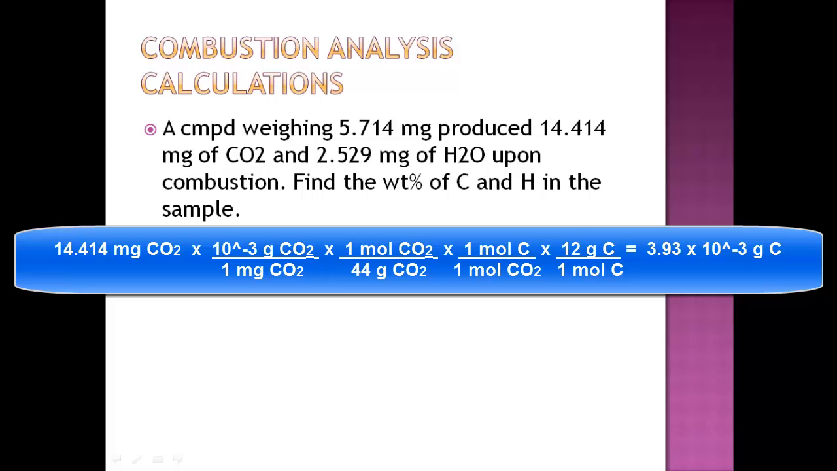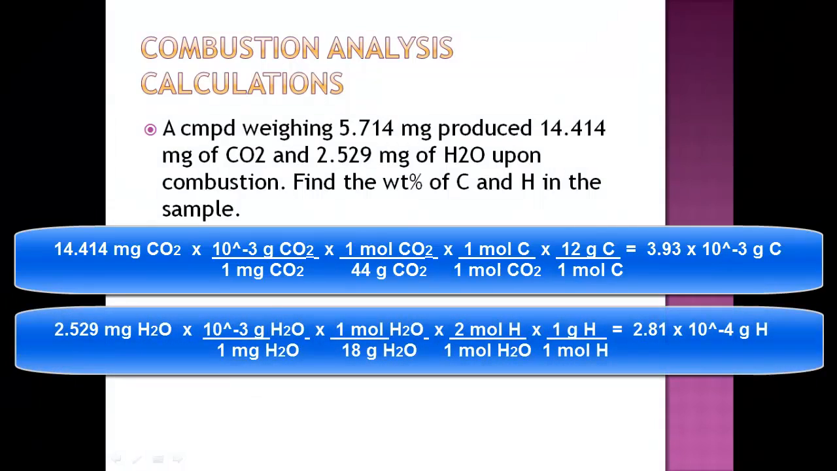Okay, now I do the same thing for water. I know that all of my hydrogen is going to come from that water trap. So 2.529 milligrams of water, I go ahead and convert that to grams. I then convert that to moles of water. In 1 mole of water, I have 2 moles of hydrogen. In 1 mole of hydrogen, I've got about 1 gram of hydrogen. That ends up being 2.81 times 10 to the negative 4th grams of hydrogen.